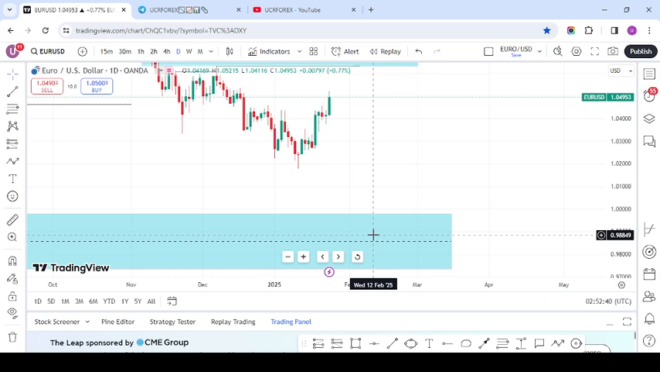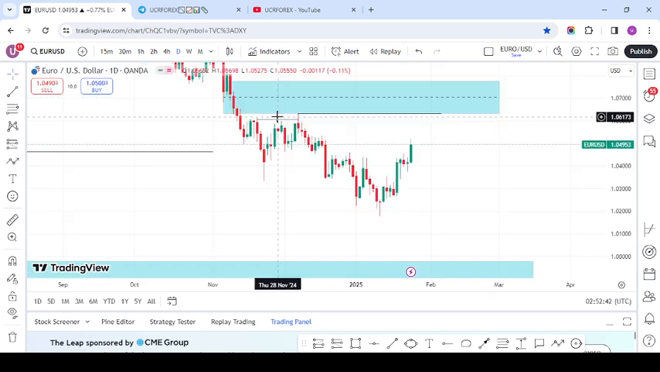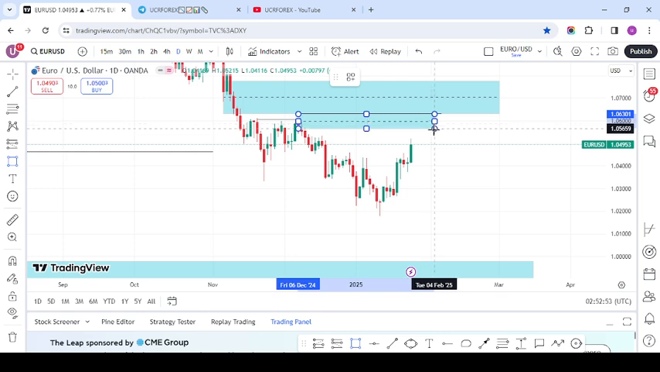But here is my honest review on Euro USD. We spot a clear liquidity, very cool, very fine on the daily time frame, and we have the very particular order block, the very particular candle here, a very unique candle that I think formed since December 24th.